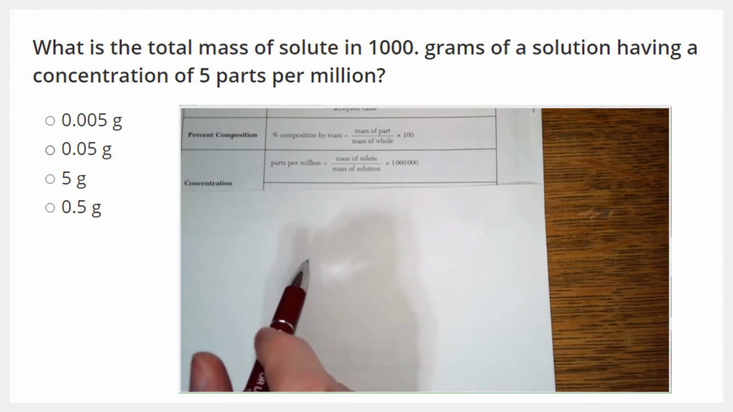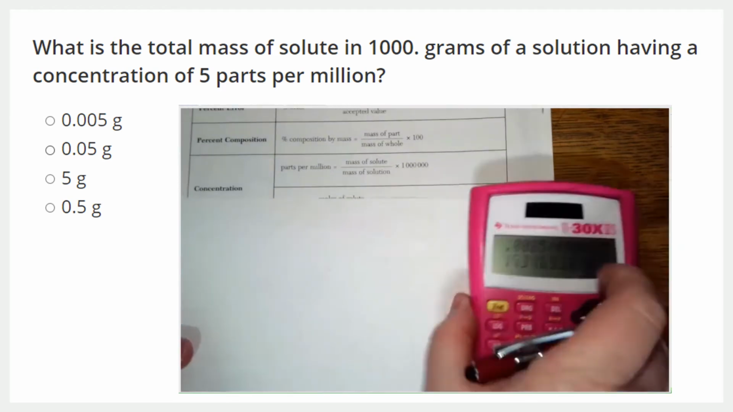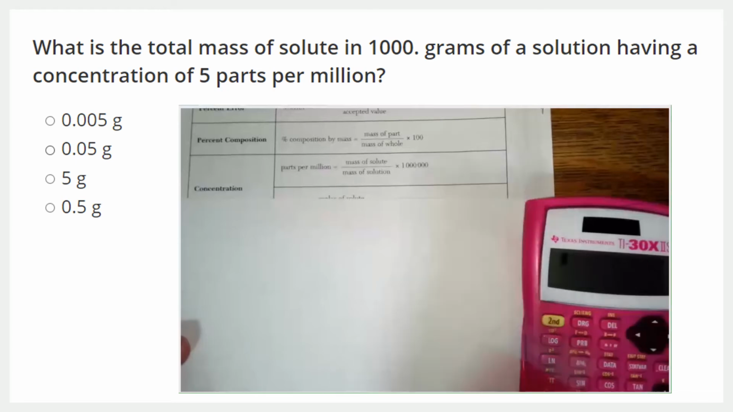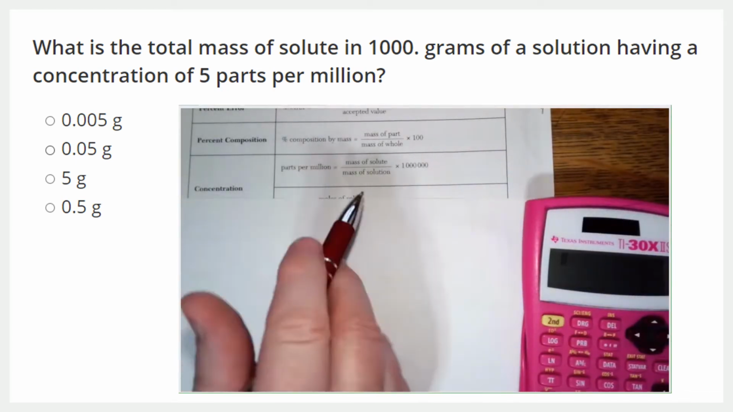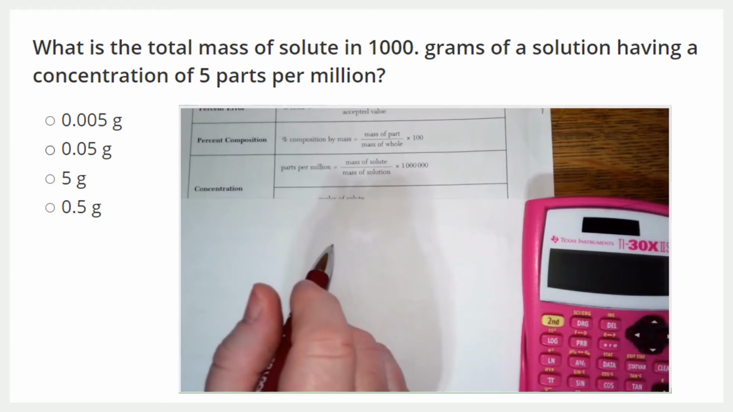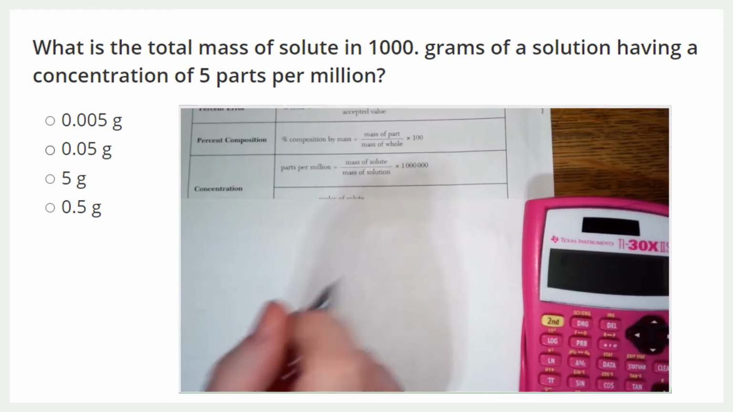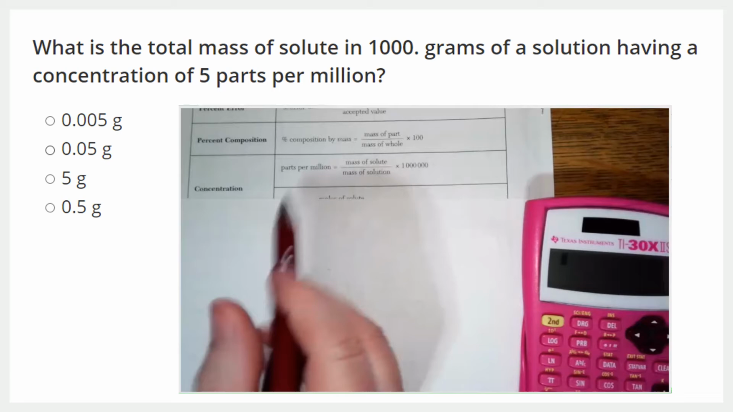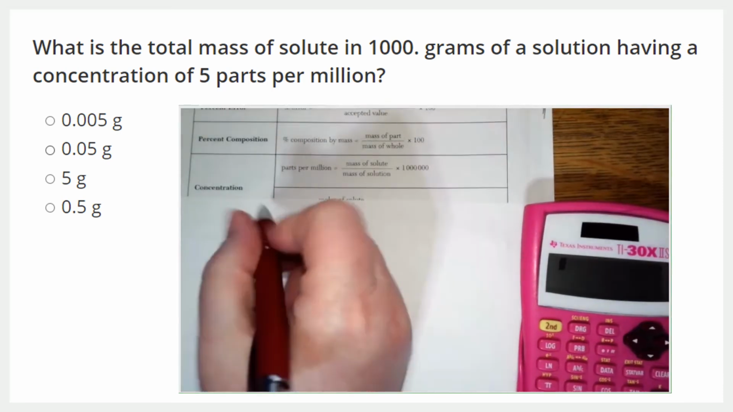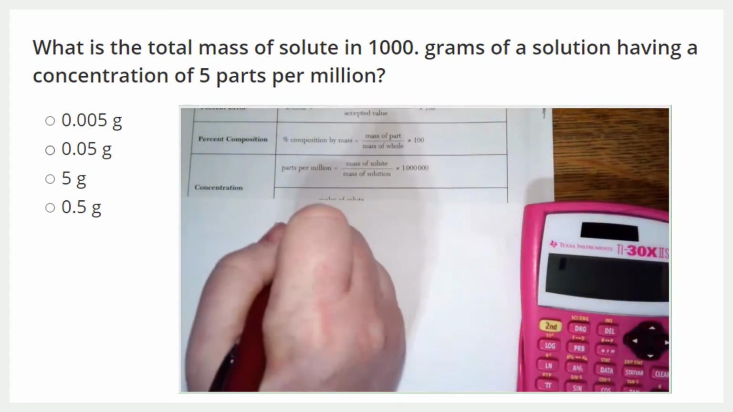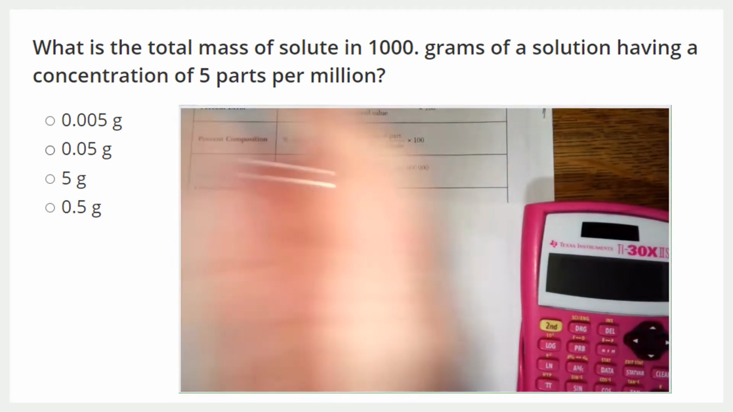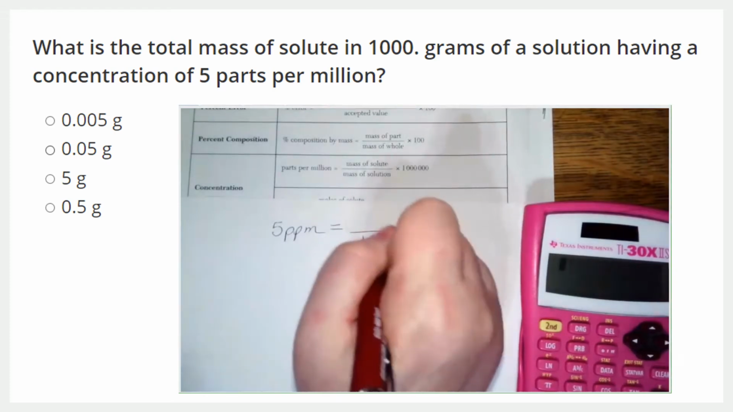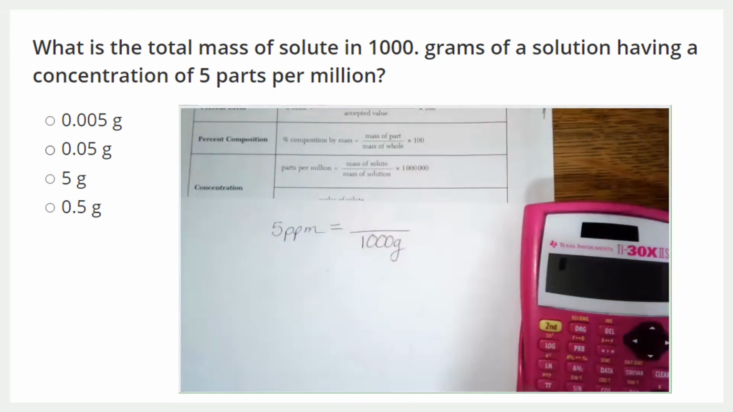Okay, so scanning the question really quickly, I can see literally that it says parts per million. So I know I need this formula. So what is the total mass of solute in 1,000 grams of solution having a concentration of 5 parts per million? So here's my formula. The 5 parts per million goes in place of the parts per million. What else do I know? 1,000 grams of a solution. Well, obviously that goes for mass of solution.